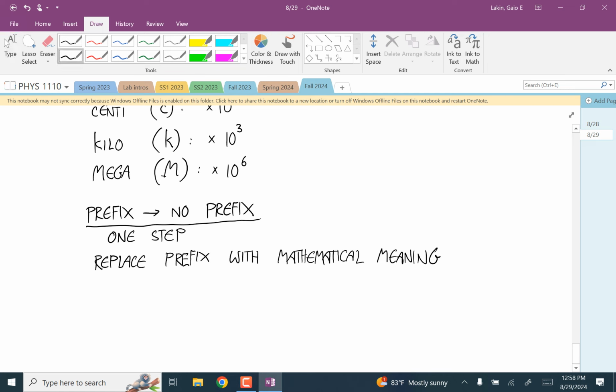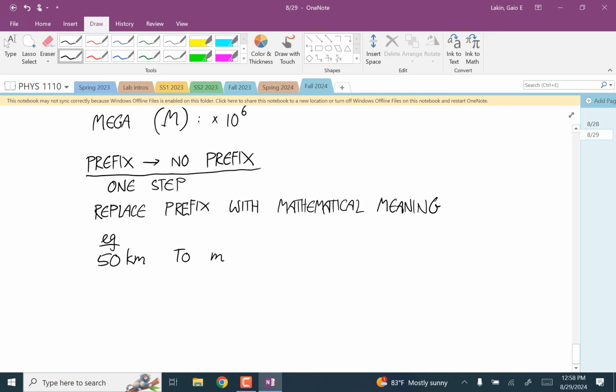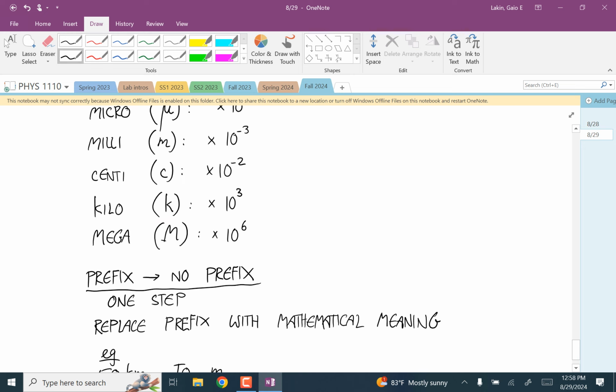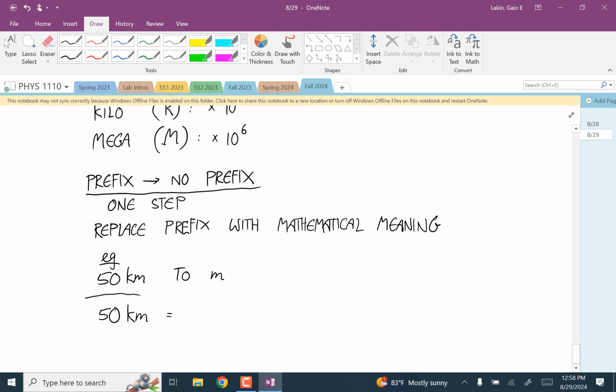Okay, so for example, if we want to go from 50 kilometers to figure out how many meters that is, then we'll go, 50 kilometers is equal to, and now I'm just going to replace that kilo with times 10 to the third, and then I'm done.